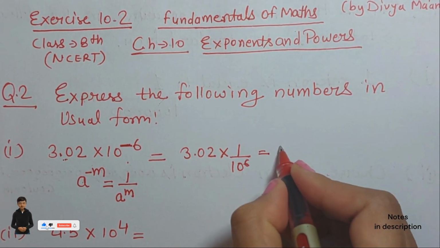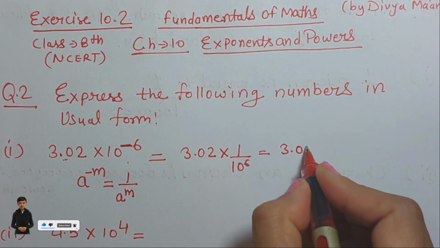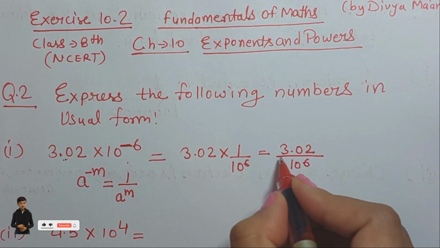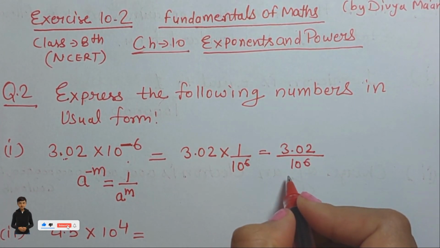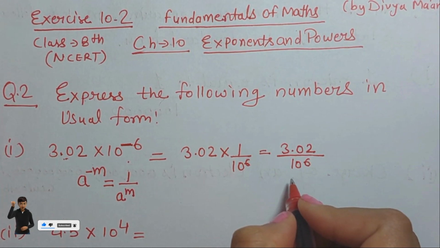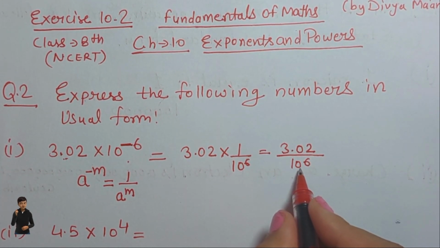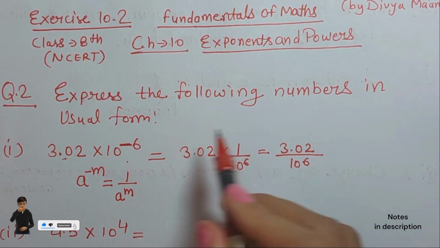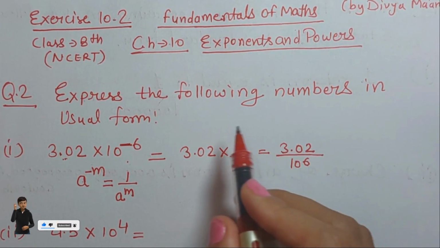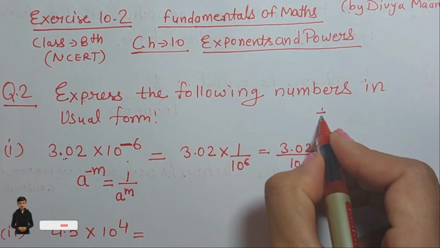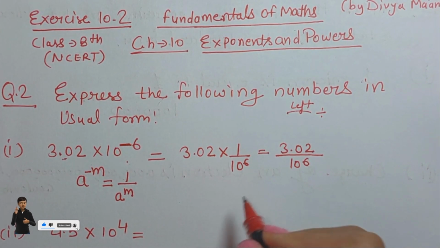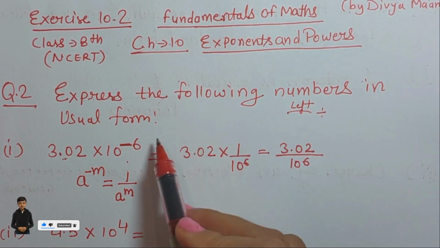3.02 into 1 means the number itself. If we multiply any number by 1, we get the number itself, right? So 3.02 divided by 10 raised to the power 6. Now this number is in division. That means we have to shift this decimal point to the left side. In division, the point will shift to the left side.